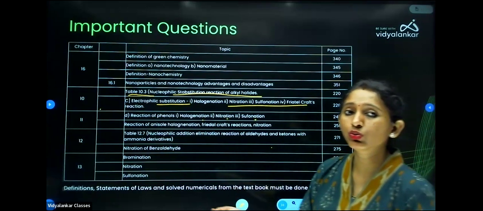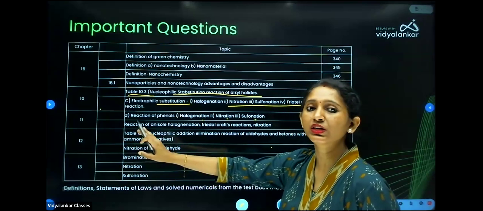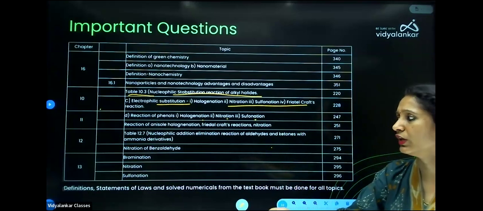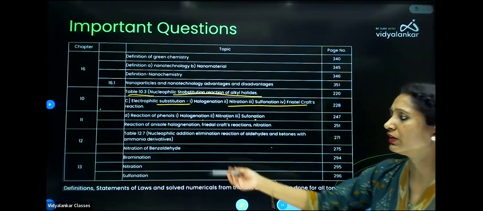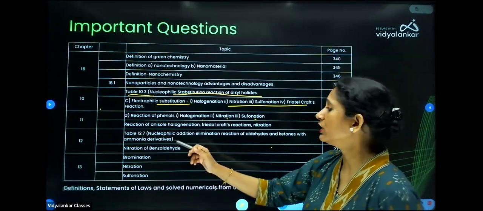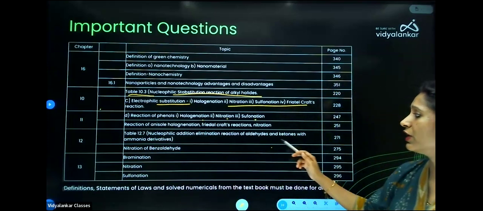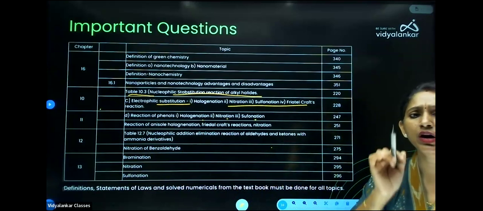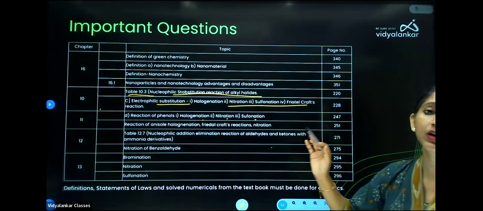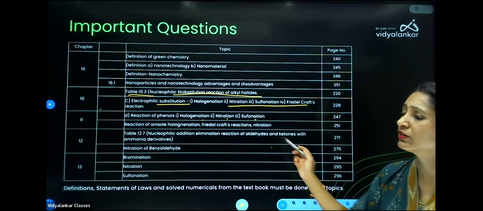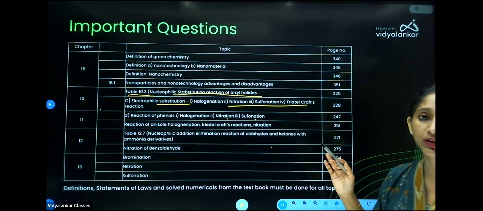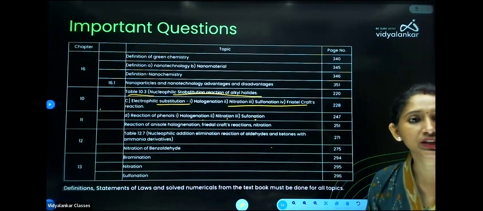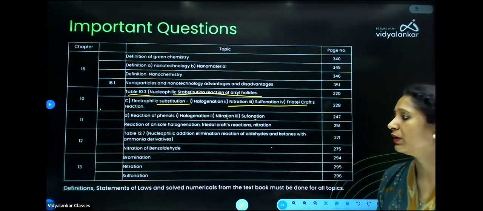Okay, then chapter number 12 is aldehydes, ketones, and carboxylic acids. Again, as I said, here only one electrophilic substitution reaction is given, that is nitration of benzaldehyde. All others are nucleophilic addition-elimination reactions of aldehydes and ketones with ammonia derivatives. Mostly 1 mark questions come from this table, that is table 12.7. So do not skip table 12.7. As I said earlier, study for 1 mark. Definitely it will help you to score better.